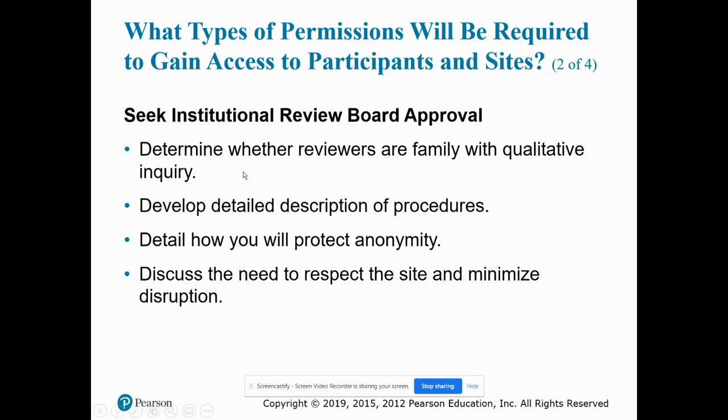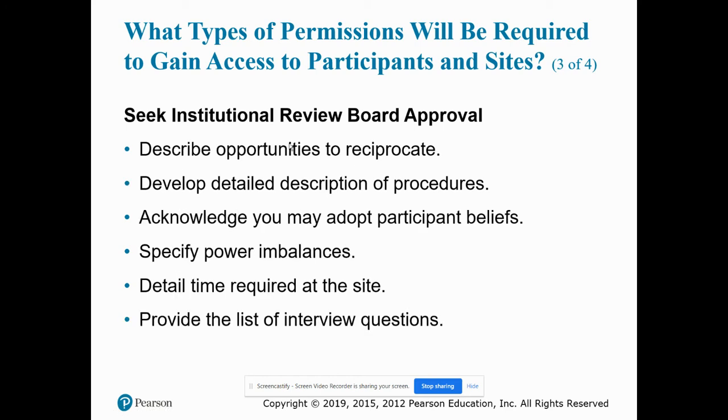I wrote that down. It says determine whether reviewers are familiar with qualitative inquiry. So you need to look and see, are they familiar with it? Most of them will be. It's getting very popular. I guess some could not. Really, with my experience, people are familiar with qualitative study, and it's been around, so I don't know if I agree with that wholeheartedly there.